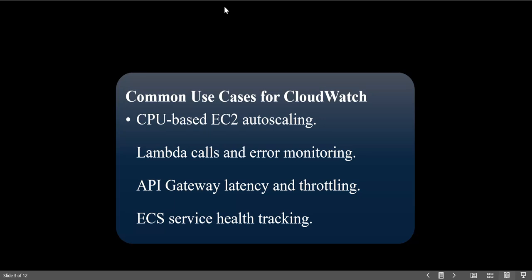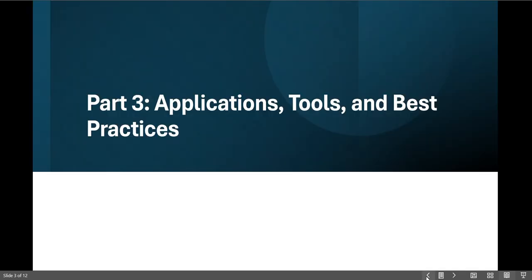Welcome to the video series on AWS Developer Associate. In this series, we are discussing CloudWatch and CloudTrail. This is part three. We have already discussed part one and part two. In this part, we are going to explain applications, tools, and best practices.